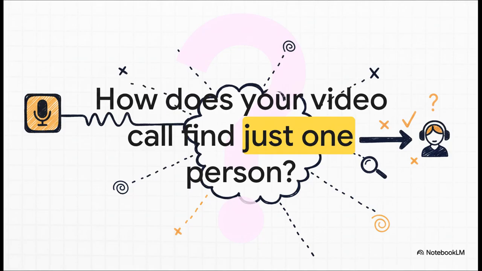Now, really, think about it for a sec. How on earth does your video call find just one specific person out of billions of devices connected to the internet? It's not just getting blasted out into the void, right? There's a system, a kind of digital intelligence that knows precisely where it's going. And that is exactly what we are going to unpack today.